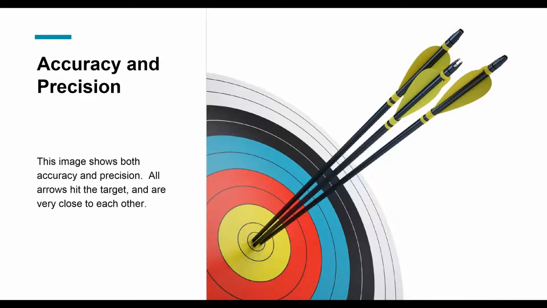Now, in contrast to the one we just looked at, this is an example of one with accuracy and with precision. So this image shows both accuracy and precision. All arrows hit the target and they're very close to each other. All of our arrows are right here in the middle, dead center, about as close as they could really get, which makes them very precise, and it's very accurate because this is exactly where we want them. This is the ideal situation. This is what you want, both when you're shooting arrows and when you're conducting experiments. You want your data to be accurate and very precise.